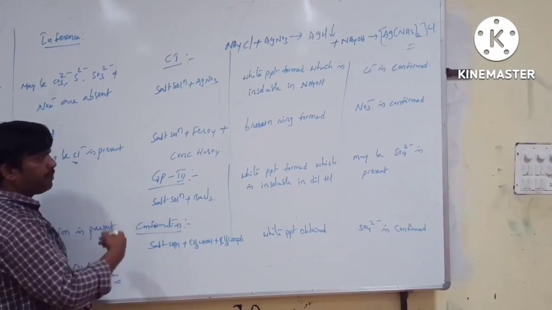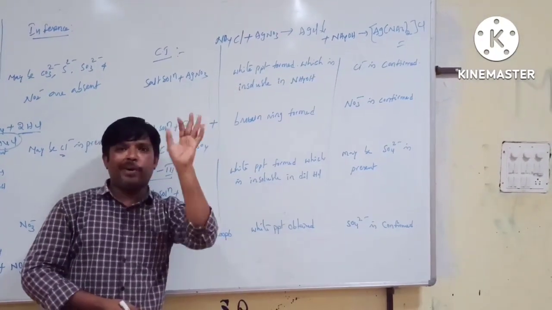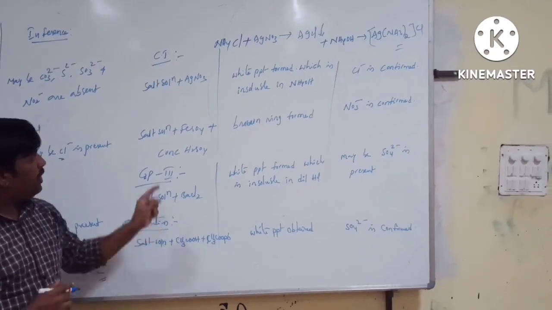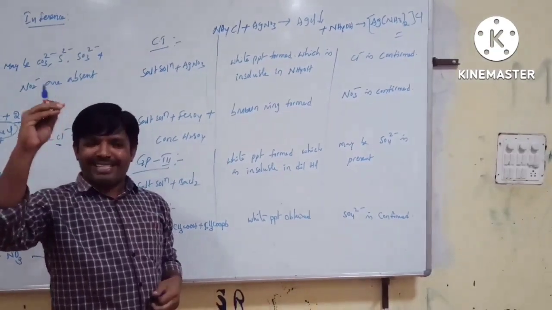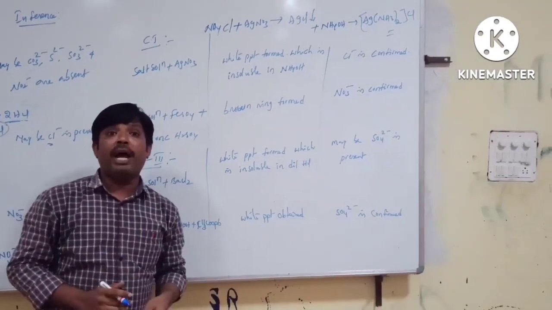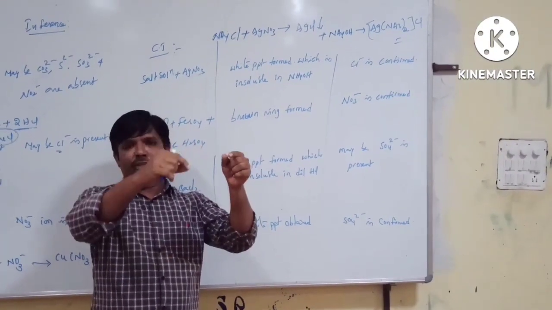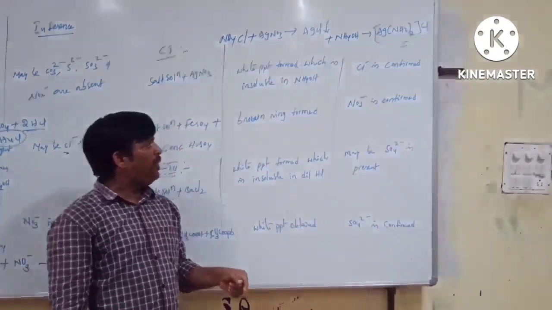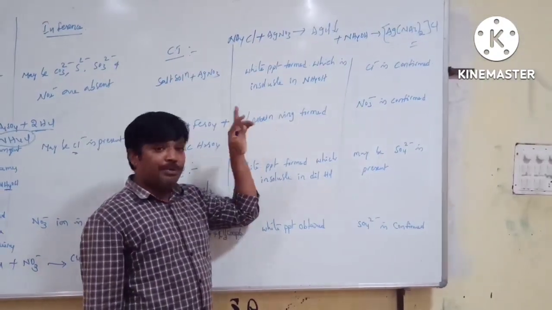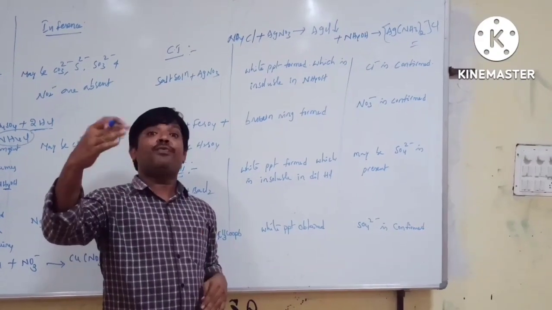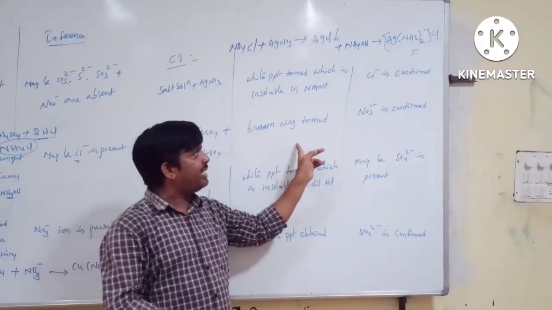Then, okay, the confirmation test for nitrate. That is a very important question. Okay, brown ring test. What is the brown ring test? Salt solution: you have to add freshly prepared ferrous sulfate, FeSO4. Then you have to add concentrated sulfuric acid on the walls of the test tube. On the walls of the test tube, you have to slowly add concentrated H2SO4. Therefore you can observe the brown ring. Brown ring formed in between the two solutions, two layers. That is the brown ring test.